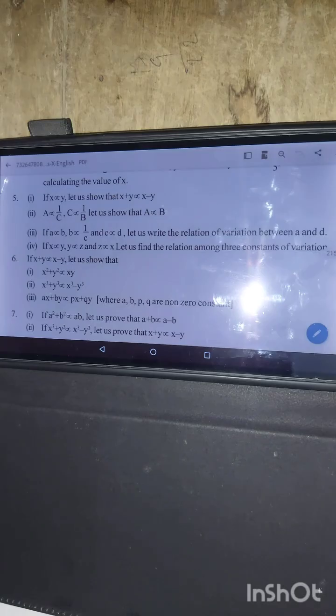Let us write the relation of variation between A and B. So we have to find out the relation between A and D.